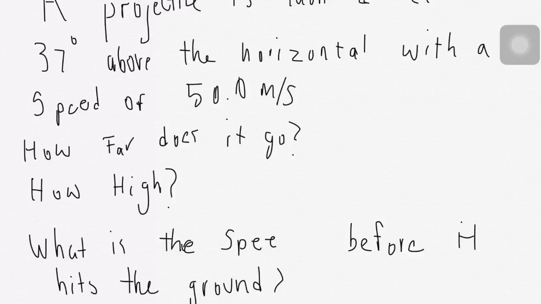A projectile is launched at 37 degrees above the horizontal with a speed of 50 meters per second. The three questions being asked are: how far does it go, how high, and what is the speed before it hits the ground. So the first thing you need to do is draw a diagram.